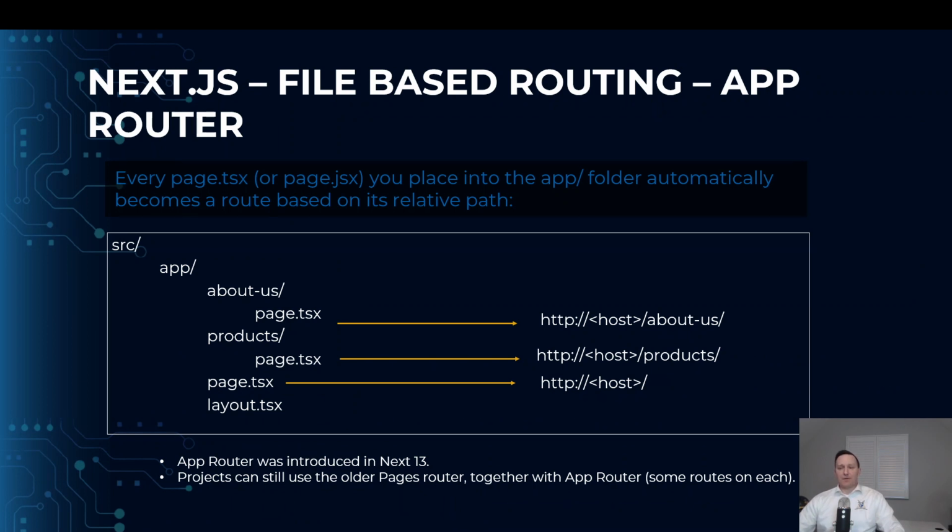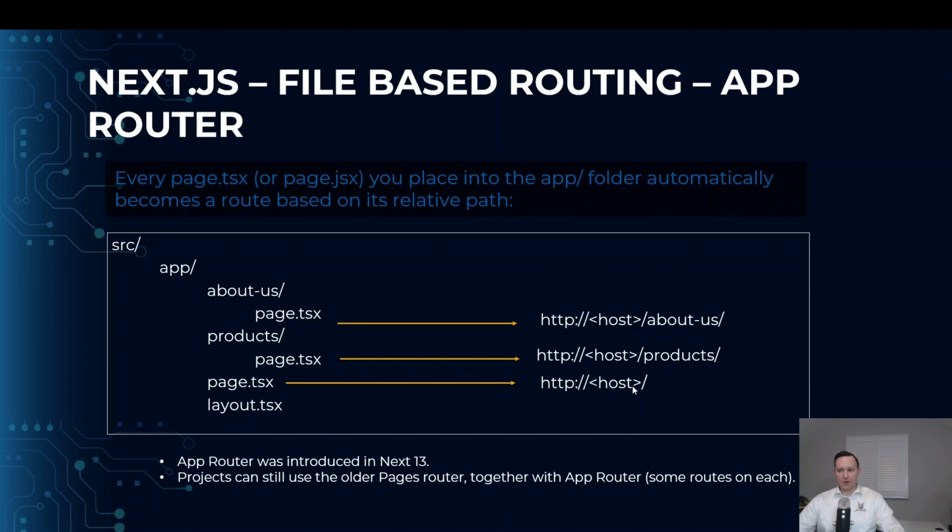So let's explain the way file-based routing works with the app router. So this is a picture, not at prod time, but in your development workspace. So you've got the source folder. Under source, you have an app folder, which is where everything for the app router lives. Every page.tsx or page.jsx that you put in a path underneath the app folder automatically becomes a route. So right as an immediate child of app, this would be the home page.